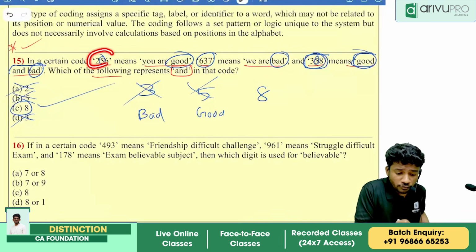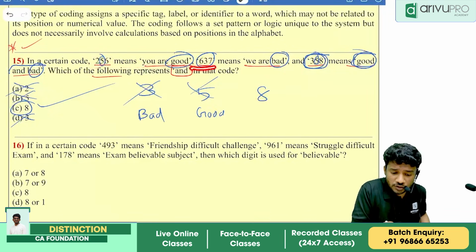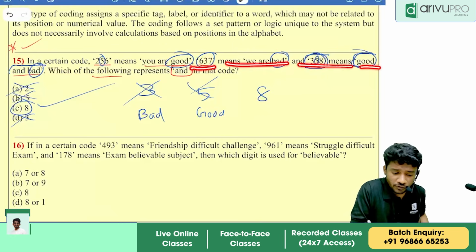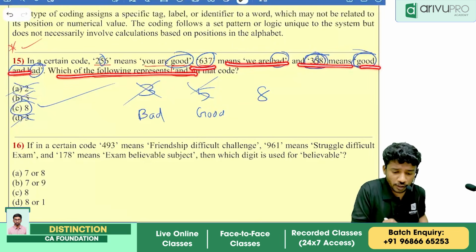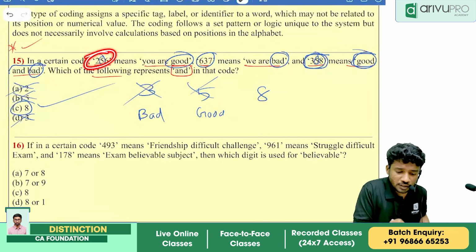In a code, 256 means you are bad. 637 means we are bad. 358 means good and bad. Which of the following represent and? 256 means you are good.